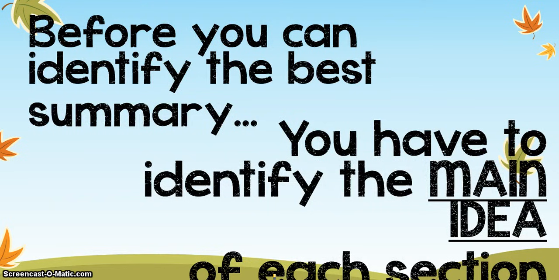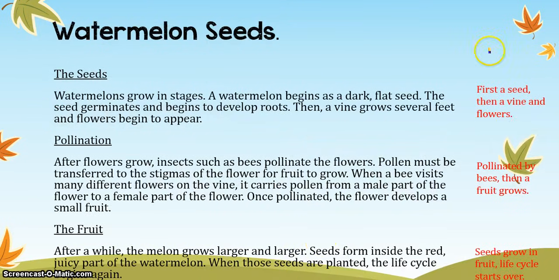Now, I know that a good summary has the main idea of each section, so to help myself out, I'm going to go back and make note of the big ideas in each section. In this first section, it starts by saying that watermelons grow in stages. It starts as a dark, flat seed, and then it germinates and begins to develop roots. The vine grows several feet and flowers begin to appear. So really, they are mostly talking about the first part of the stages: the seed, the vine, and flowers.